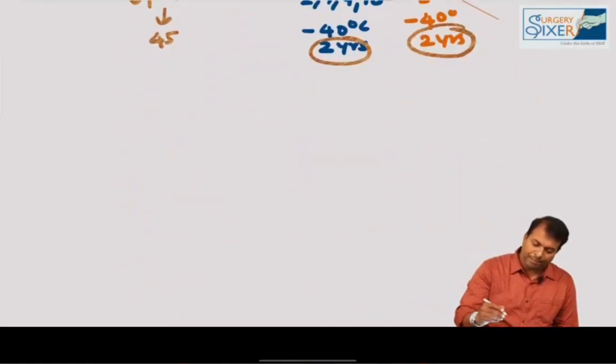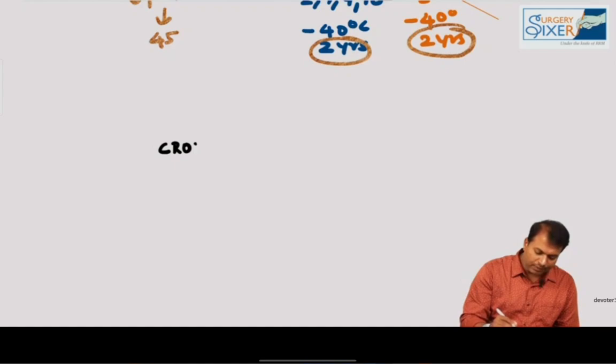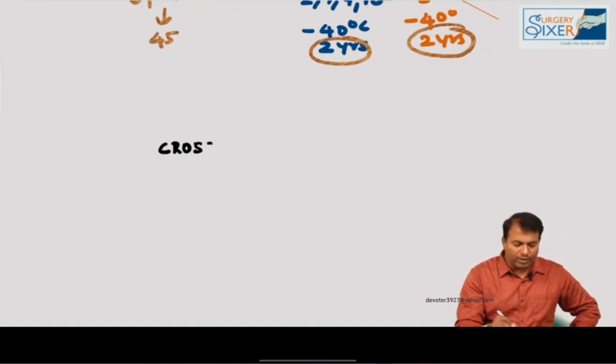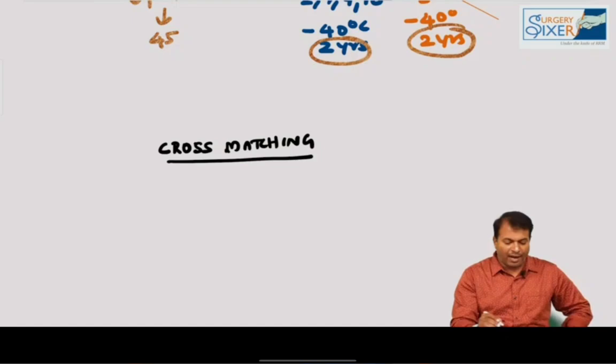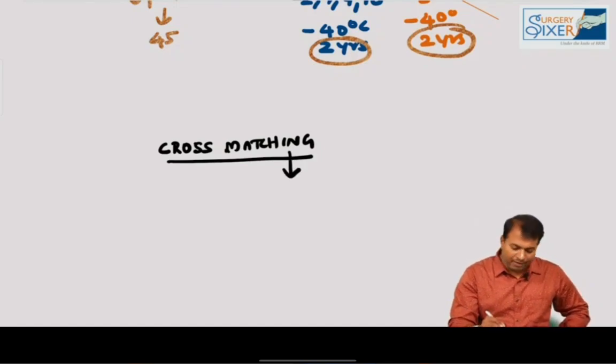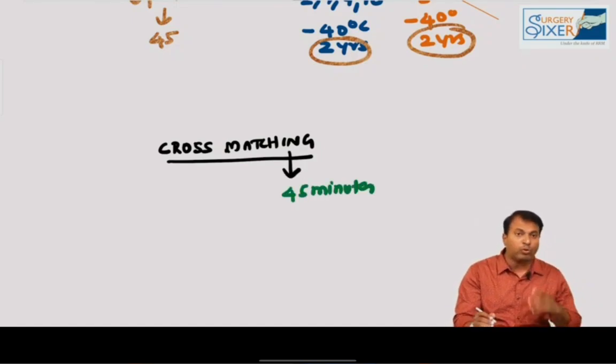Can you tell me how long it takes to do cross matching? For example, you are a house surgeon going to the blood bank with your blood sample to get 1 unit of blood. Cross matching will be done by the blood bank medical officer, and they will give you the cross-matched blood in how many minutes? It will take a minimum of 45 minutes to do cross matching and hand over the blood bag.